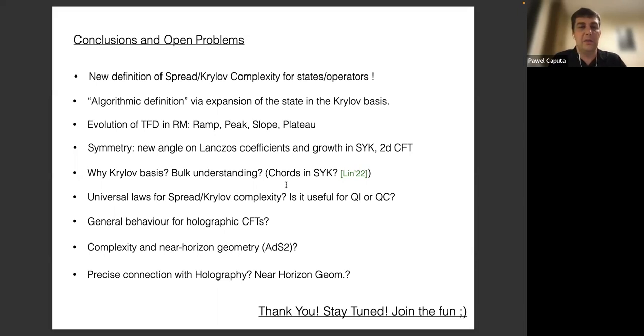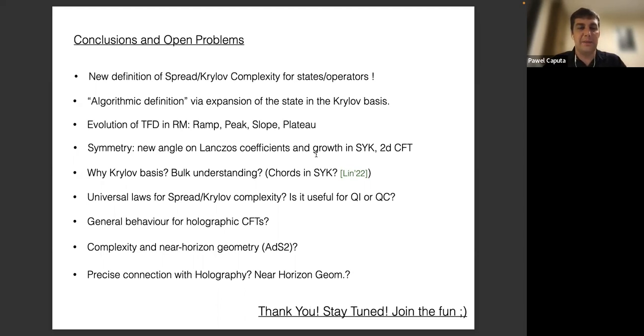quantity. For random matrices, it has these four regimes: ramp, peak, slope, and plateau, similarly to the spectral form factor. I was trying to argue that there's also a nice symmetry approach to this by simply studying what kind of algebra, usually in the old literature called the spectrum generating algebra, can be applied to represent this Liouvillian or Hamiltonian in the Krylov basis. And we applied this nicely for the SYK or 2D CFTs, which I did not have much time to talk about, but you can find it in our paper.